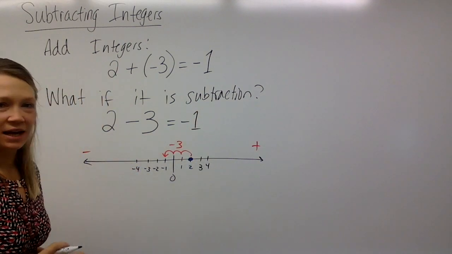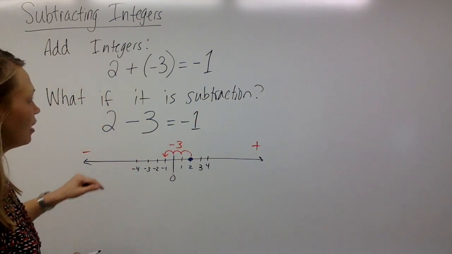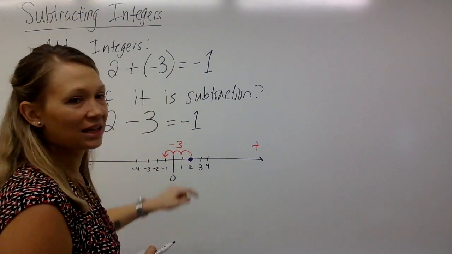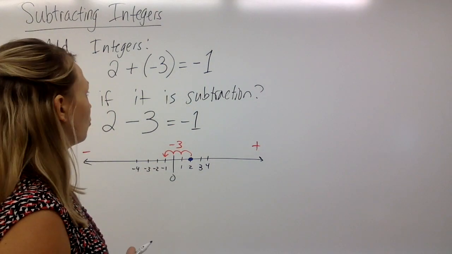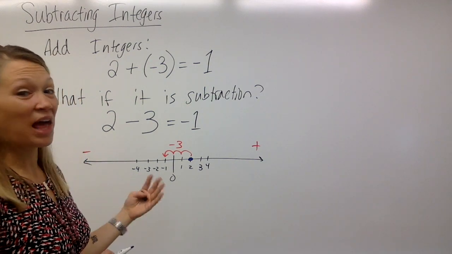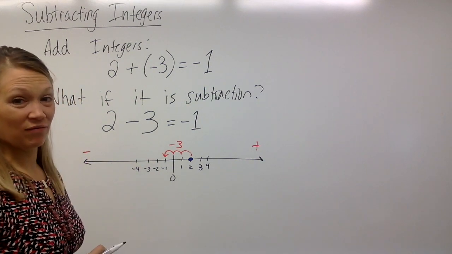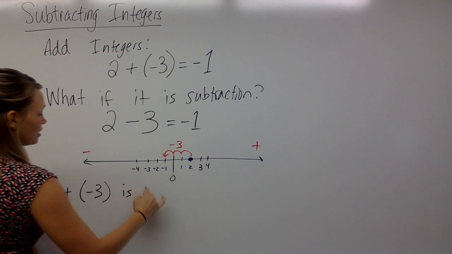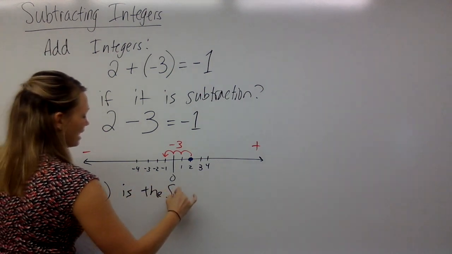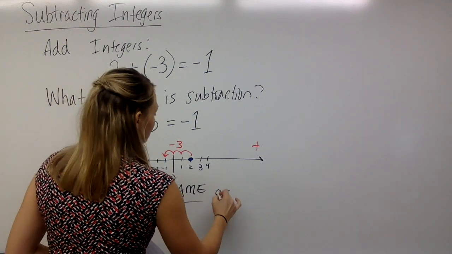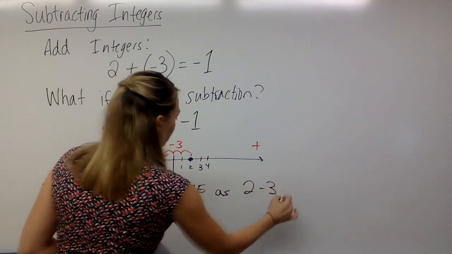Hold on a minute. Aren't these answers exactly the same? So what we're saying is 2 plus negative 3 is the same thing as 2 minus 3. So let's write that. 2 plus negative 3 is the same as 2 minus 3. Okay?